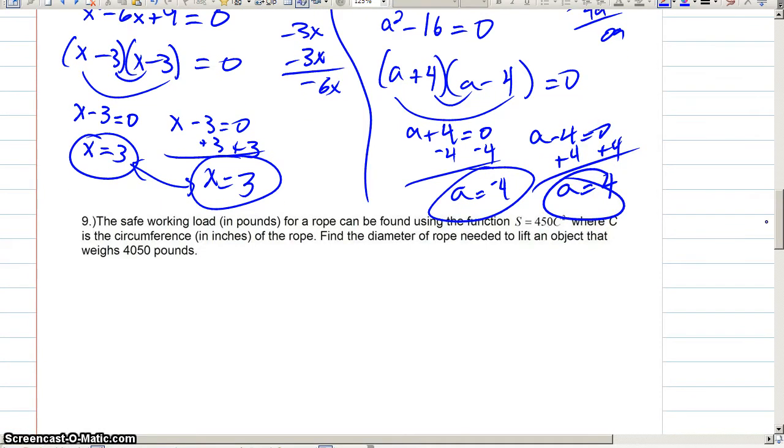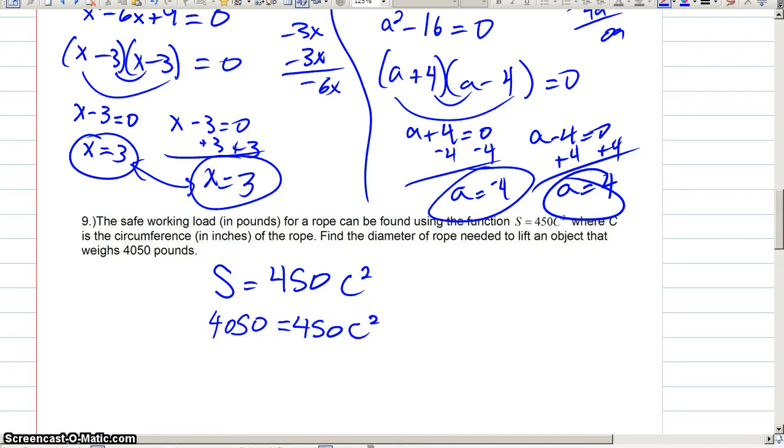The safe working load in pounds for a rope can be found using this function. S equals 450 c squared, where c is the circumference in inches of the rope. Find the diameter of the rope needed to lift an object that weighs 4,050 pounds. Well, let's see if we could real quickly work this out. You can see that if we have a safety lifting an object of 4,050, that would be the amount of weight, the safe working load in pounds. We can put this over here.